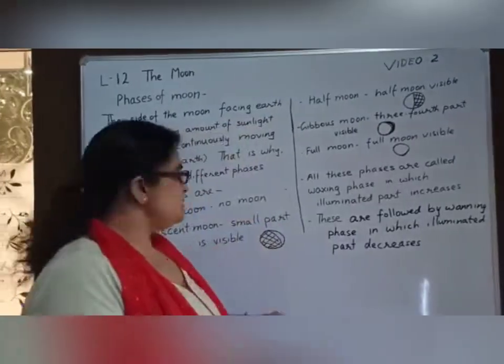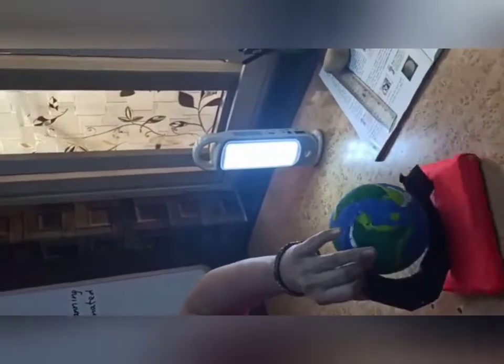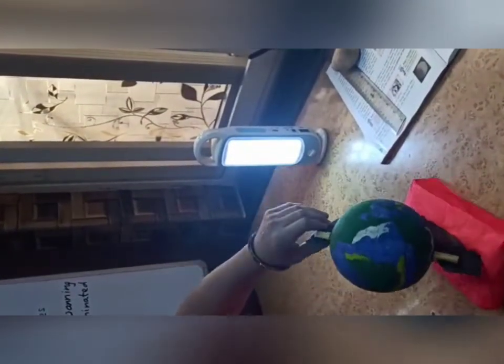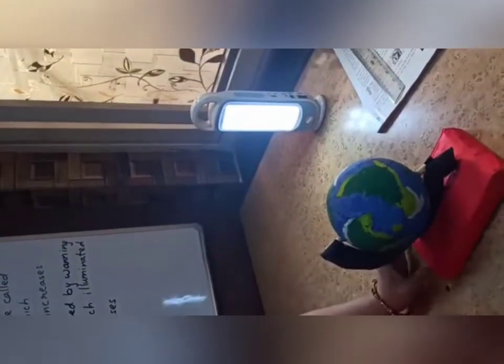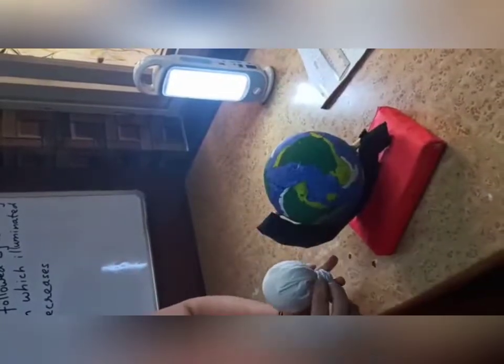Okay. Now first, have a look at this. This is the earth. This is the sun. This I am taking as a moon. Earth is revolving around the sun. While the earth is moving, the moon is also moving like this. And satellite, you remember, is anything that revolves around a planet. So the moon is the natural satellite of the earth. This is moving and the moon is also moving.